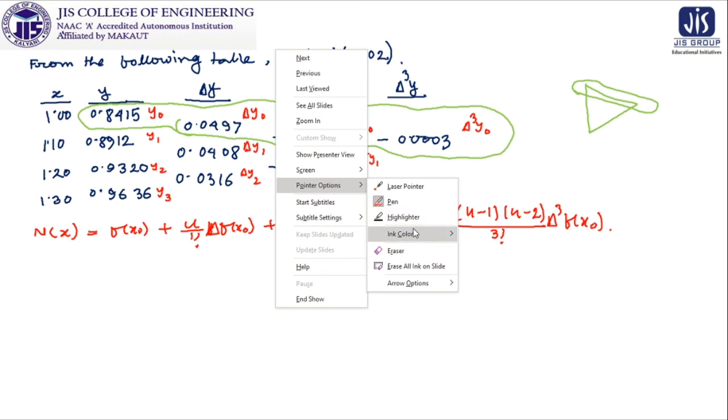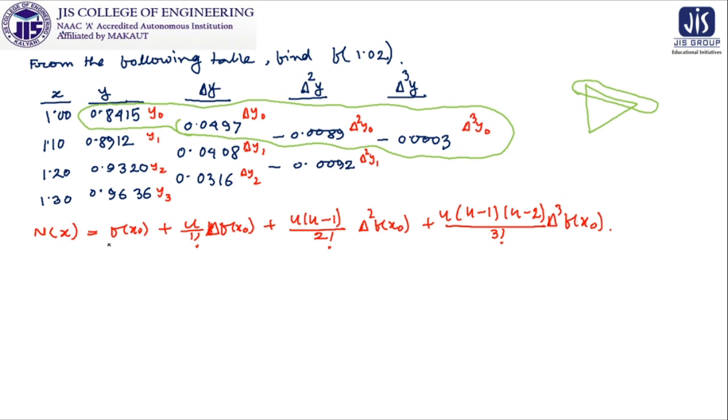You can complete the problem by any means, up to your choice. So here you can put the values as well as you can find out the value of u. After that also you can do it. So what is u? u is (x minus x0) by h, and here x is given 1.02 minus x0, which is 1.00, and h is in our calculation 0.1. So what we are getting is 0.2.